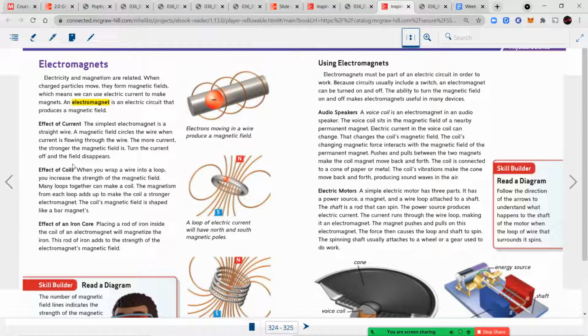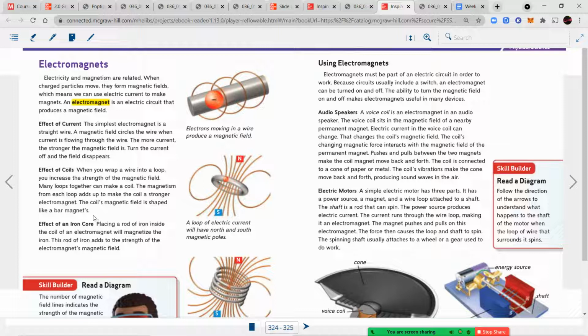The effect of coils. When you wrap a wire into a loop, you increase the strength of the magnetic field. Many loops together can make a coil. The magnetism from each loop adds up to make the coil a stronger electromagnet. The coil's magnetic field is shaped like a bar magnet.